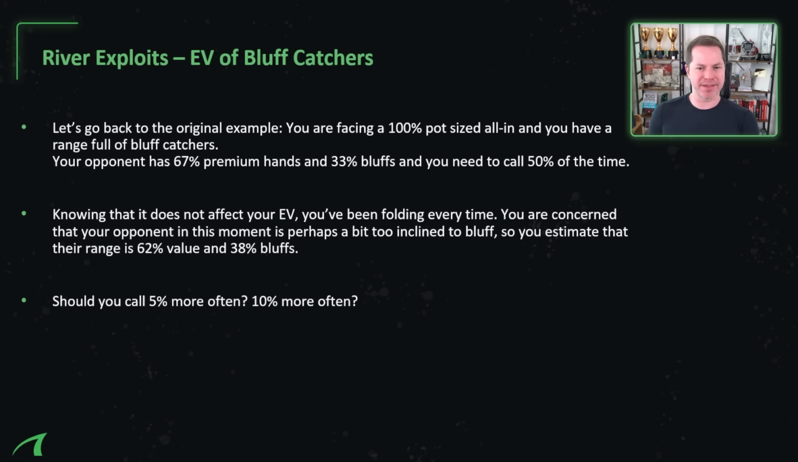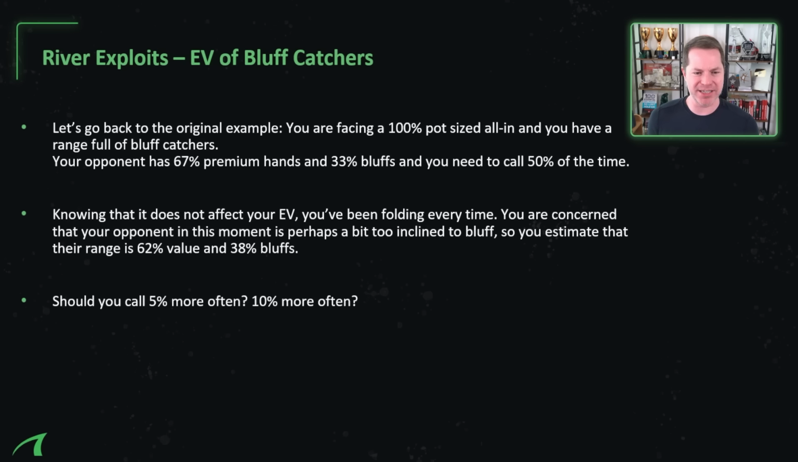Let's go back to the original example. You're facing a 100% pot size all-in, and you have a range full of bluff catchers. Your opponent has 2/3 premium hands, 1/3 bluffs, and you need to call 50% of the time. Since you know it does not affect your EV to call every time or fold every time, you've been folding every time. Okay? You folded every time against this player. You're concerned that your opponent in this moment is perhaps going to be a bit too inclined to bluff because they think you fold too often.